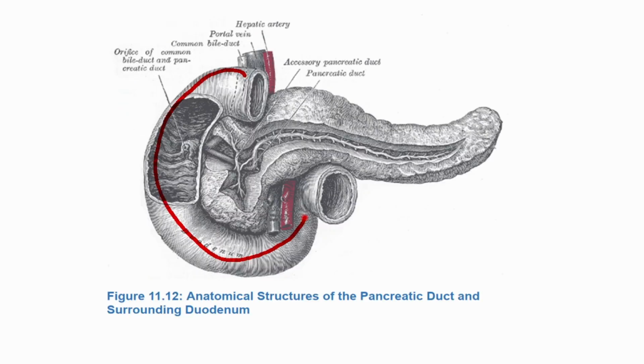This is the duodenum, and we position the pancreas, this structure, nestled within the loop of the duodenum, tracing its main pancreatic duct, this one, alongside the superiorly located hepatic artery and portal vein. We add the common bile duct, this one, which merges with the main duct at the orifice of the common bile duct and pancreatic duct, this place, which empties into the duodenum.